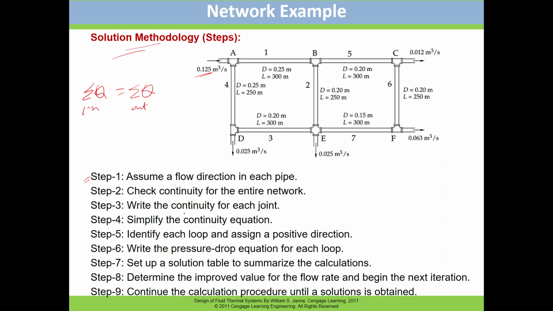Check the continuity for the entire network and write the continuity at each nodal point. Like this is nodal point A. If we write the continuity at each nodal point, then the fluid is moving in this direction and in this direction, so the inflow at A should be equal to Q1 plus Q4. This is the meaning of the continuity equation at each nodal point. And then simplify the equations and identify each loop. So these are the steps, and as we do them we will understand more about them.